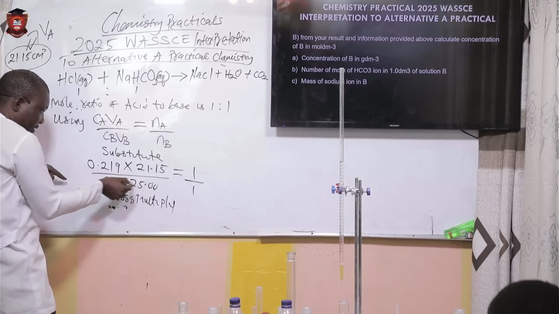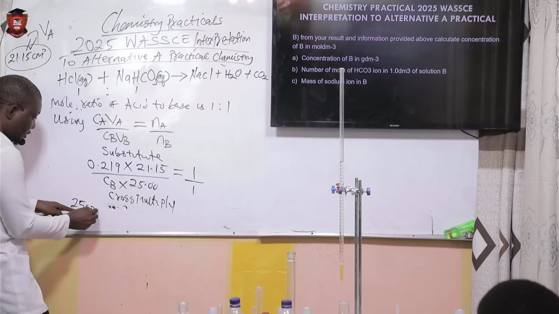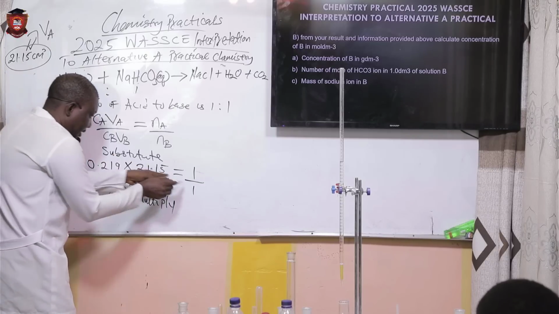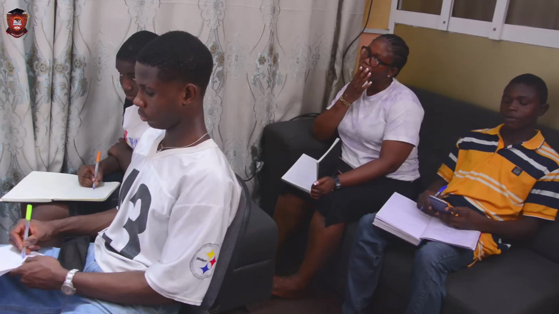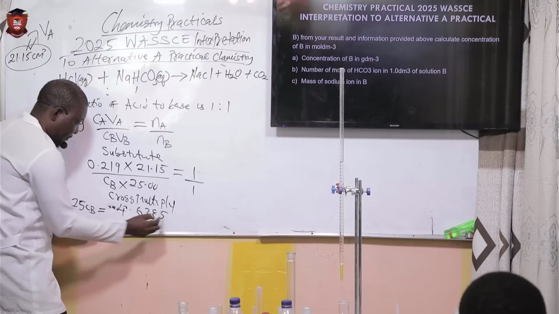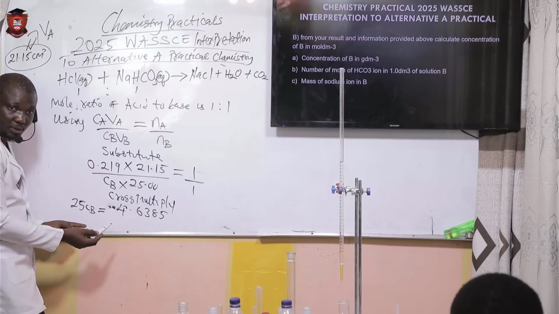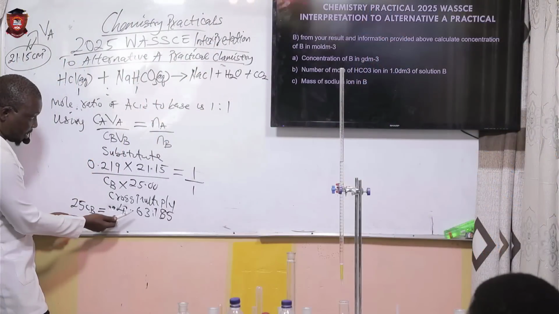So 1 times this is going to give us 25 CB. You may not need the zeros again. Equals this times this times this. This one times this one times this. 4.63185. So this is what we have. Is that correct? Okay, correct. Now that we have it like this, what do we do next?